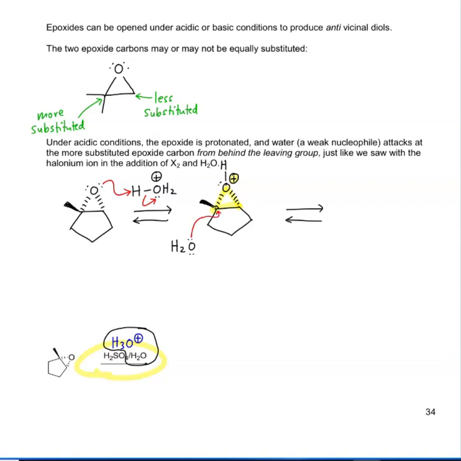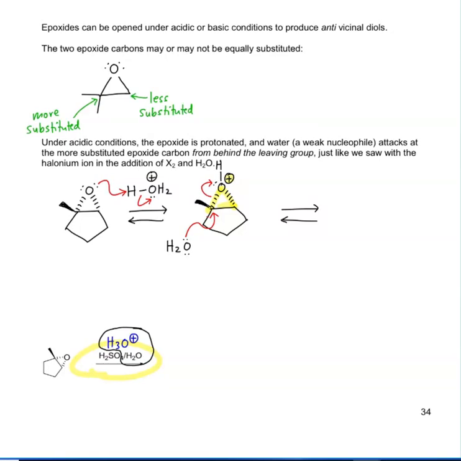So it attacks, I'm going to actually make that arrow a little bit better, because that's fairly horrible. Okay, so that's still horrible, but in a different way. So it attacks that carbon and breaks open the ring. Okay, now let's look up above where it says water, which is a weak nucleophile, attacks the more substituted epoxide carbon from behind the leaving group. Let's change behind to from opposite the leaving group. Okay, so behind, opposite, same thing, on the other side of the bond to the leaving group. Okay, as we've seen before.